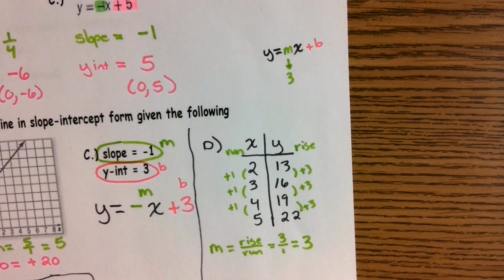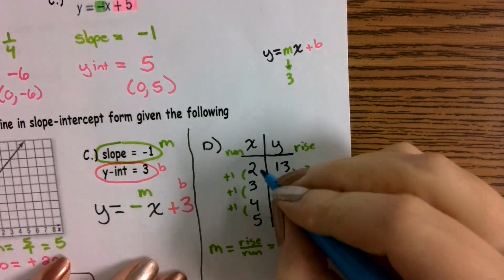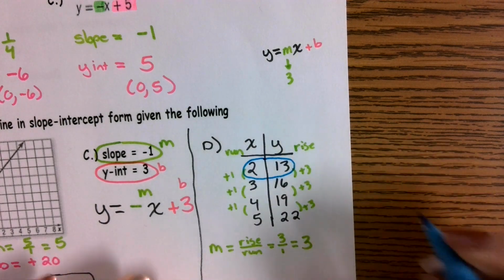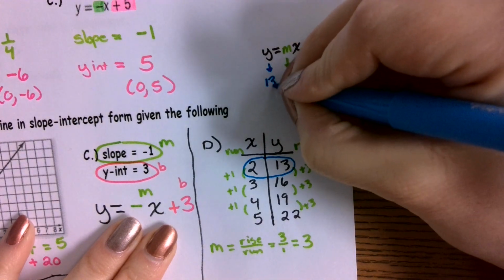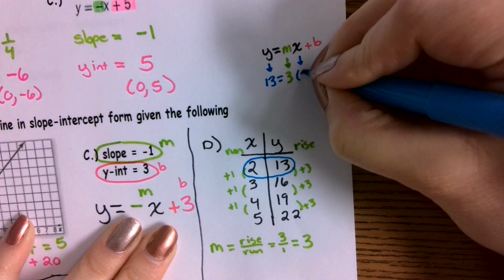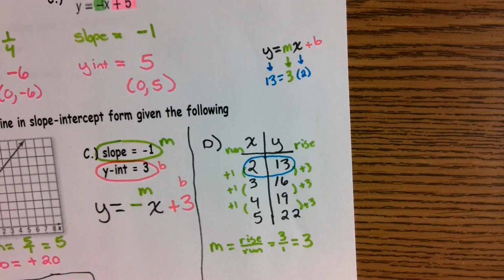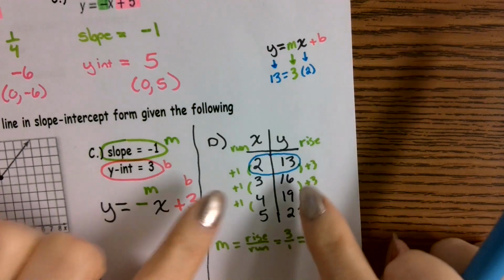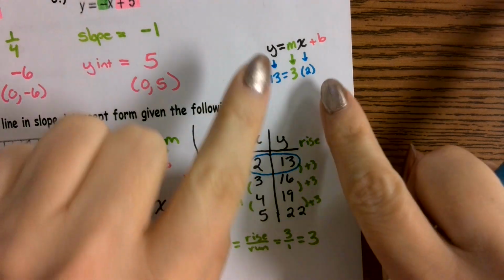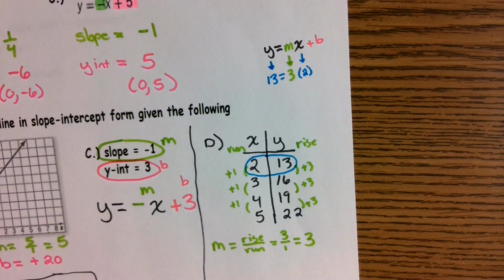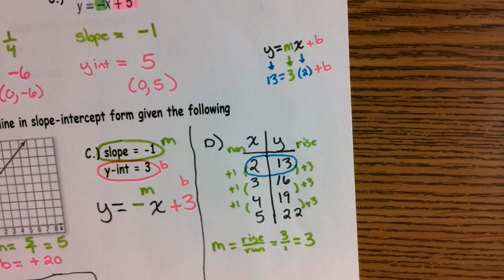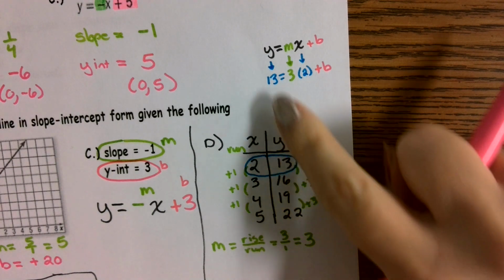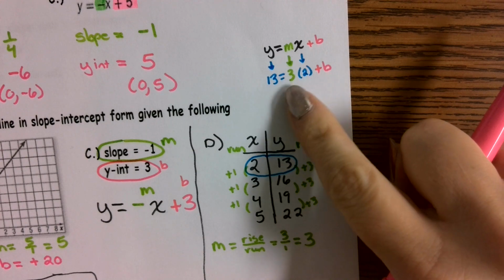I'm going to go ahead and choose this first point because it just makes it easiest. I'm going to choose this first point for my x and my y. So I'm going to replace my y with the value 13. I'm going to replace my x with the value 2. Everybody see why I did that? I'm picking a point that's already on the graph and plugging it into my equation because now I only have one variable that I'm trying to solve for. I pick an x and a y and I plug in my slope and I work the equation out.